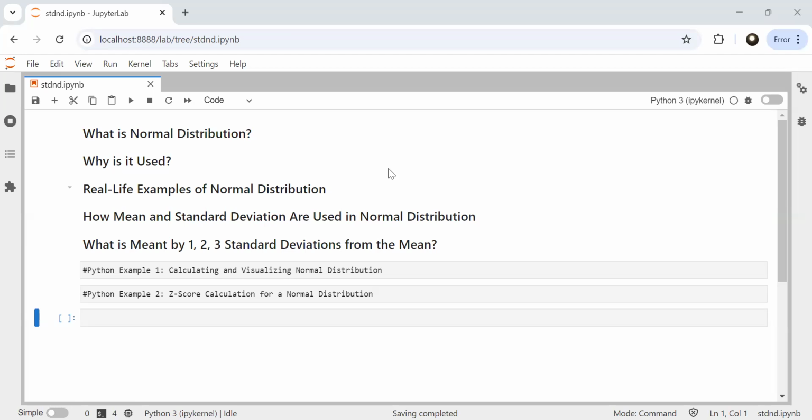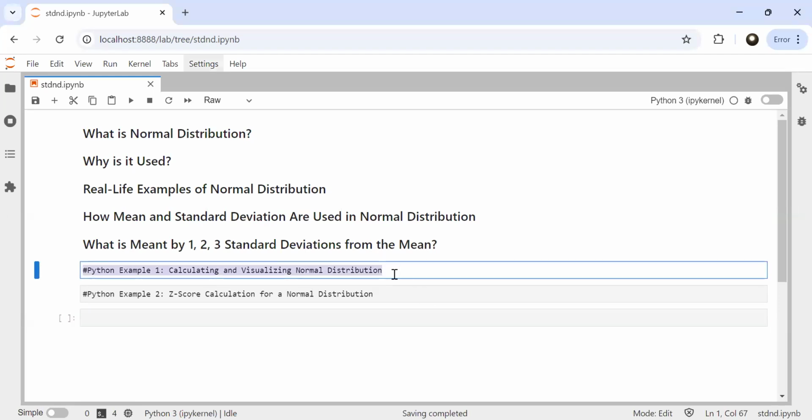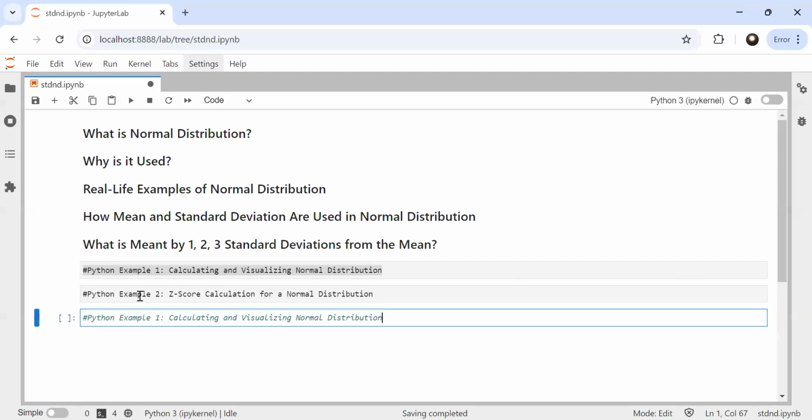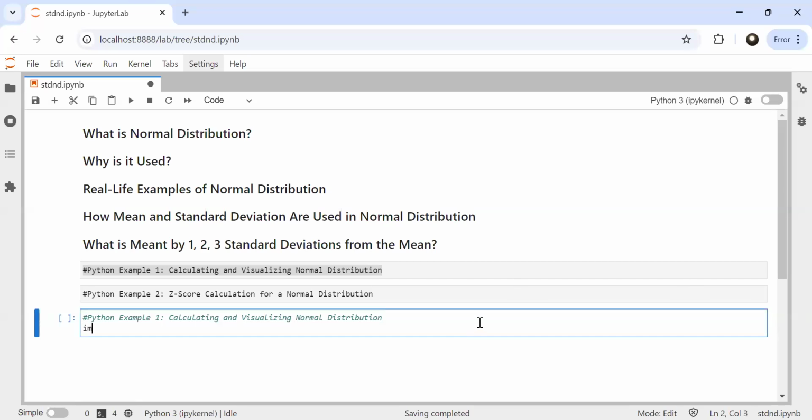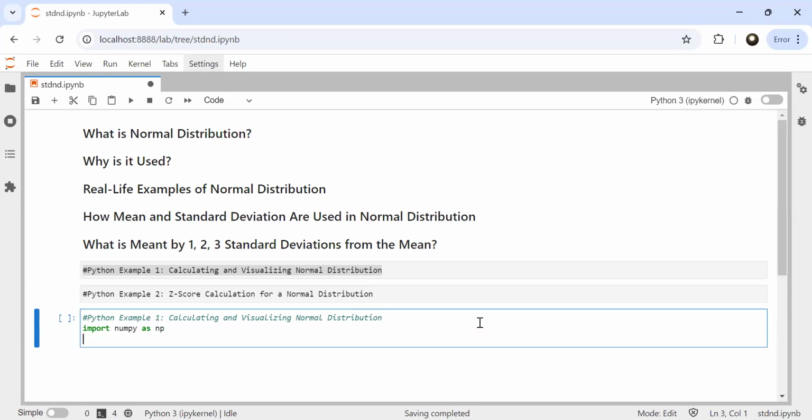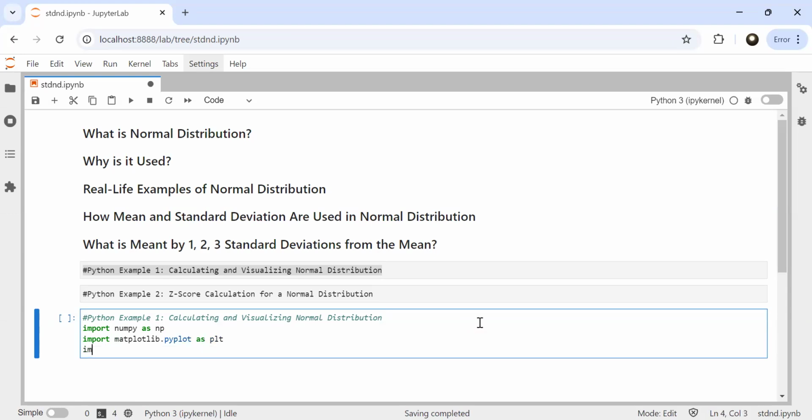Let us see one example. First, let's work on Python example 1, calculating and visualizing normal distribution. So here let us import numpy as np, import matplotlib pyplot as plt, and import scipy.stats as stats.